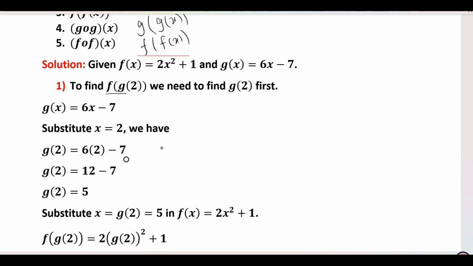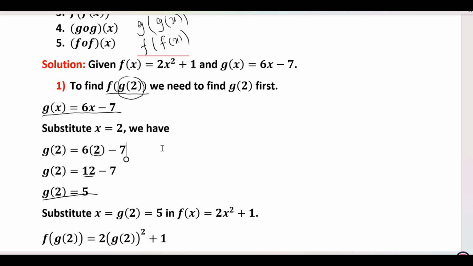First thing we need to find is f(g(2)). That means we need to find out g(2) first. So we have g(x), which is 6x minus 7. We replace x by 2. So in g(x) we substitute x equals 2. That gives us 12. 12 minus 7 gives us 5. So we have g(2) as 5.